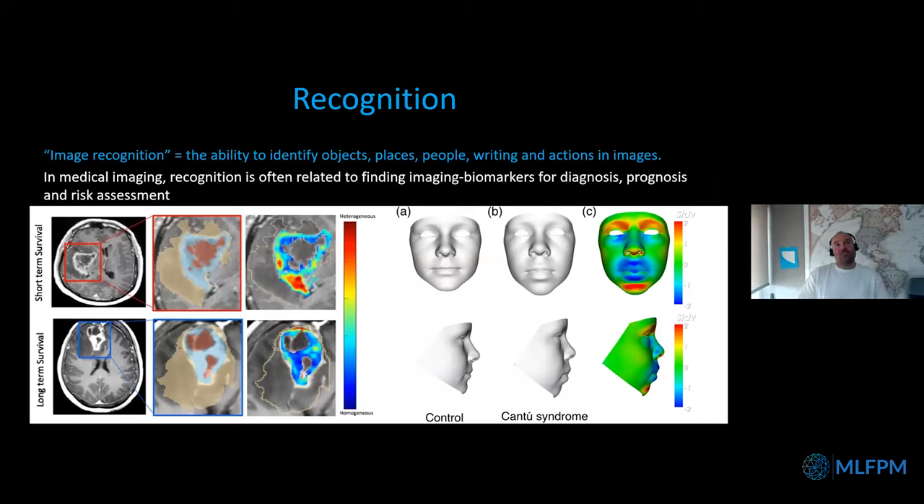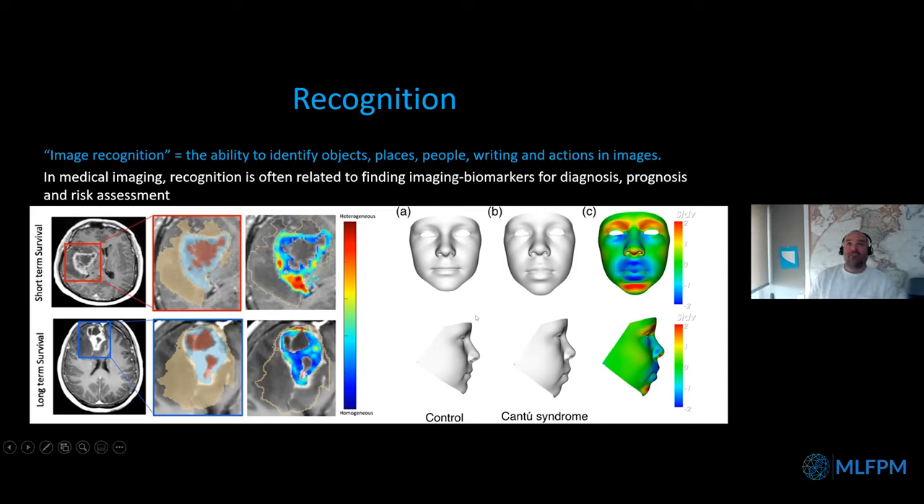If you do some representation learning, it's also very easy to start to do some recognition, right? Image recognition is basically the ability to identify objects, places, or people, writing and actions in images. And in medical imaging, recognition is often related to finding imaging biomarkers for diagnostics and prognosis. For example, if you're doing some tumor delineation, but you have different tumors in a data set where patients have been followed up longitudinally, and you have some outcome of the prognosis, whether survival, yes or no, you can then train machine learning networks that, given the image, try to predict the prognosis. So what is the chance of survival of the patient given the current tumor segmentation here?